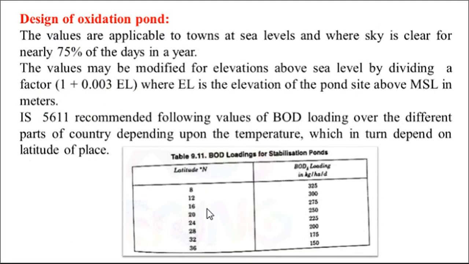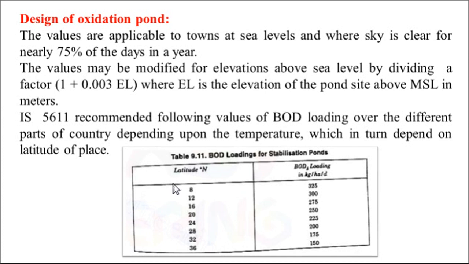Design of oxidation pond continued. The values for the loading are applicable to a town at sea level and where the sky is clear for about 75% of the day in the area. Also, the values may be modified for elevation correction at sea level by dividing by a factor of 1 plus 0.003 EL, where EL is the elevation of the pond site with respect to mean sea level.